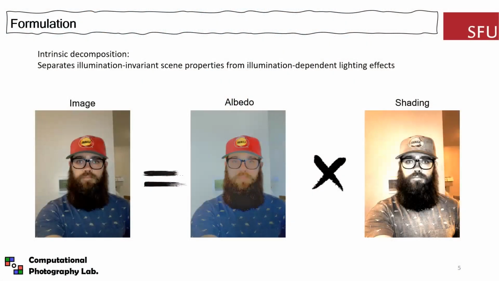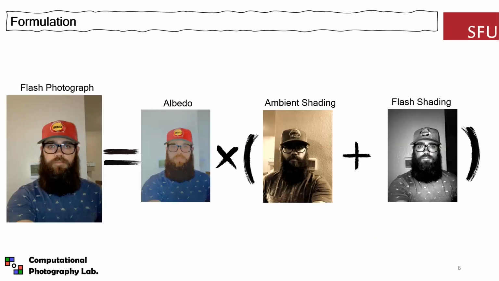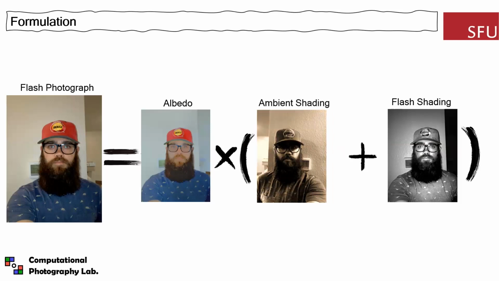We also know that we can model any image through intrinsic components. Intrinsic image decomposition models the image in terms of illumination invariant scene properties and illumination-dependent lighting effects. We can then separate the flash and ambient shade. We define a single color flash shading because the majority of cameras automatically adjust the white balance based on the flashlight. However, most environments are illuminated by lighting of a different color temperature. Therefore, we define a colored ambient shading.